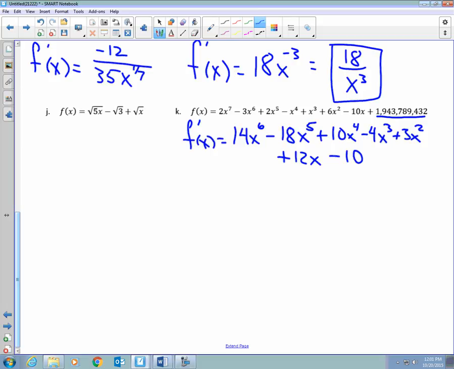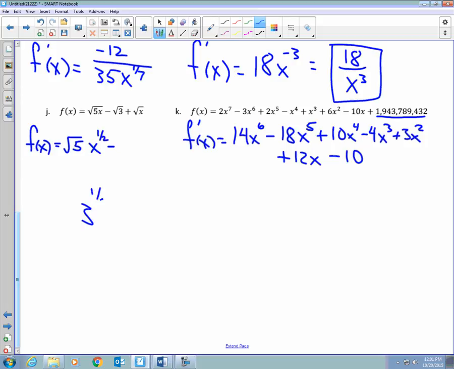Okay, last one, J. I have the square root of 5. This is going to be times x to the 1/2. I could separate square roots, right? So now this is my coefficient, and this is my power. So I did that. Minus, the square root of 3 is just a number, correct? What's the derivative of a constant? So I don't need to worry about this, right?